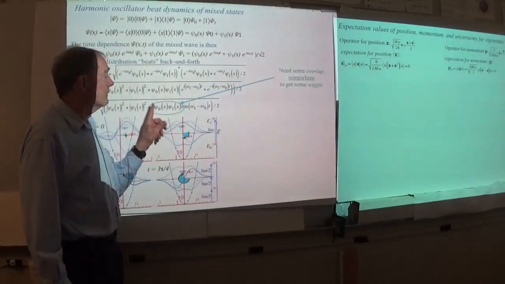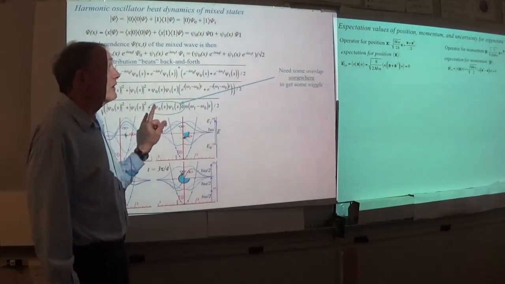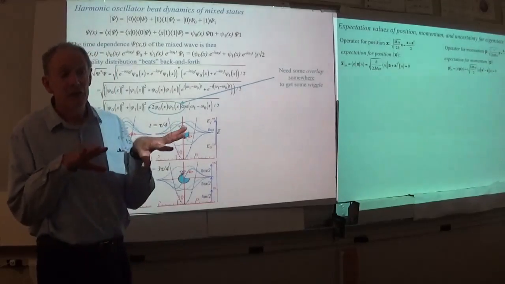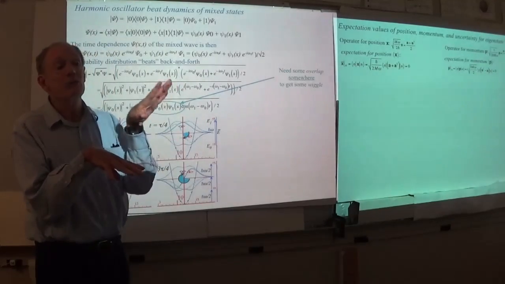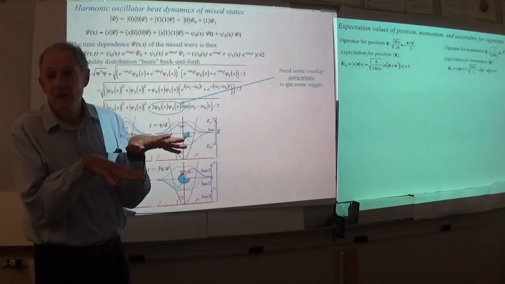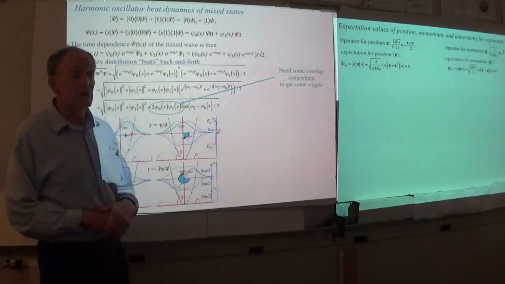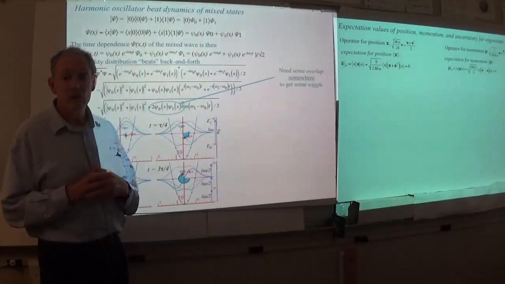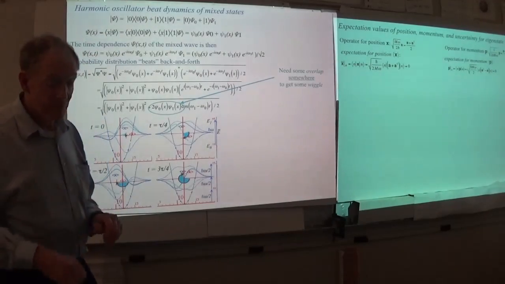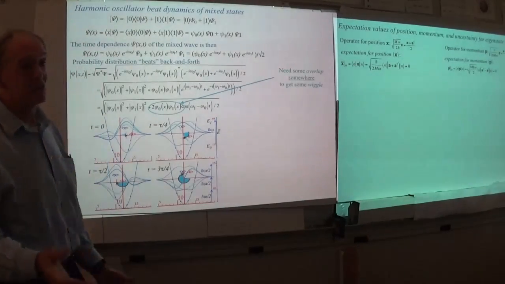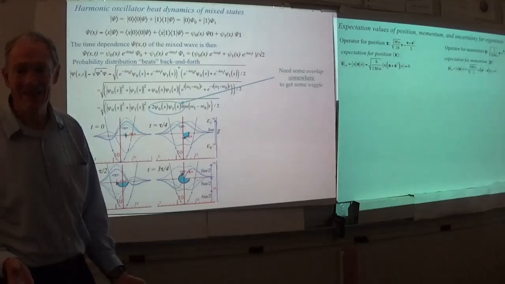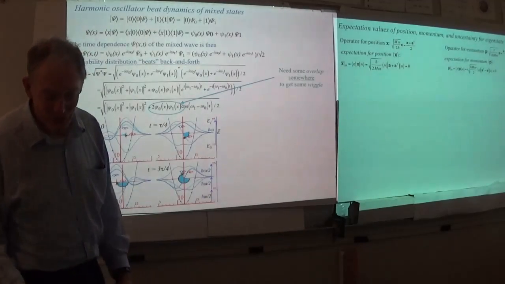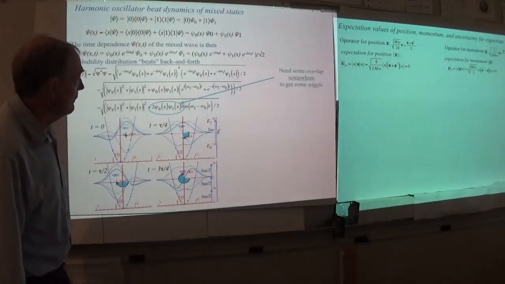Okay? So you're not going to get this beat effect unless the wave functions have some part that overlaps with some part of the other. So this product doesn't get zero. That's really important for measurement theory.